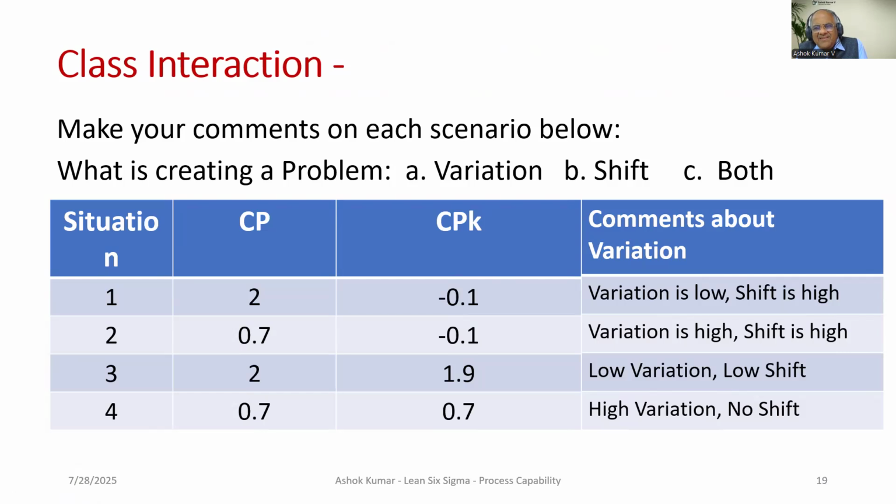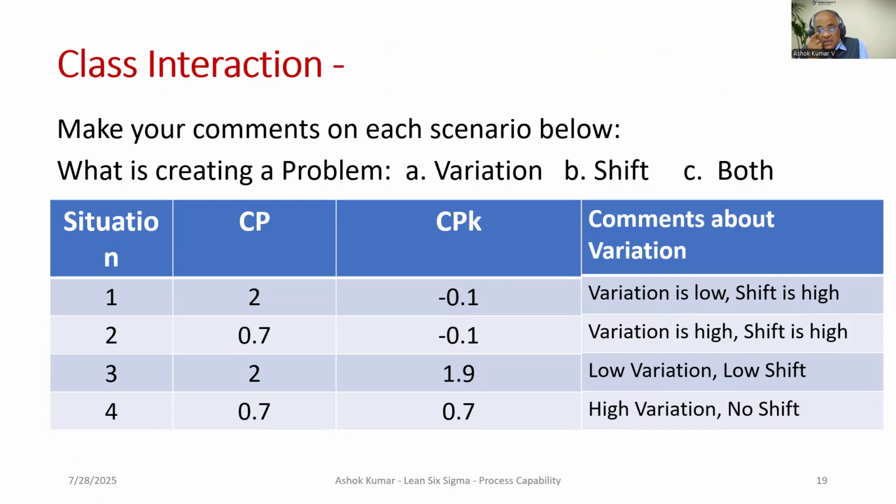Take the third one. Again, similar to the first one, the inherent capability is good, low variation. Spread is less, and the shift is also good, which means there is a low shift. In other words, scenario 3 is the best acceptable process. Low variation, low shift. Take the fourth one, where both are less than 1, which means the spread is high, the inherent capability is poor, and the spread is high. There is no shift here.